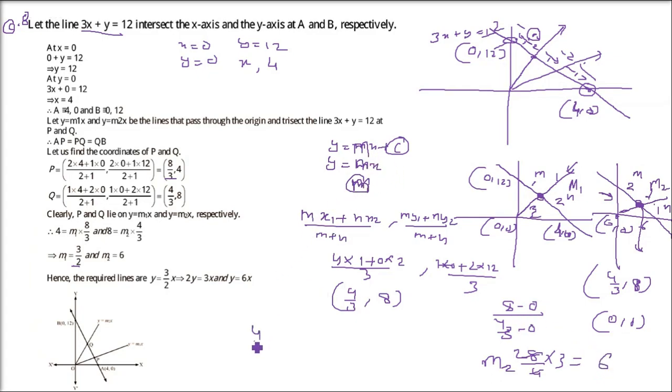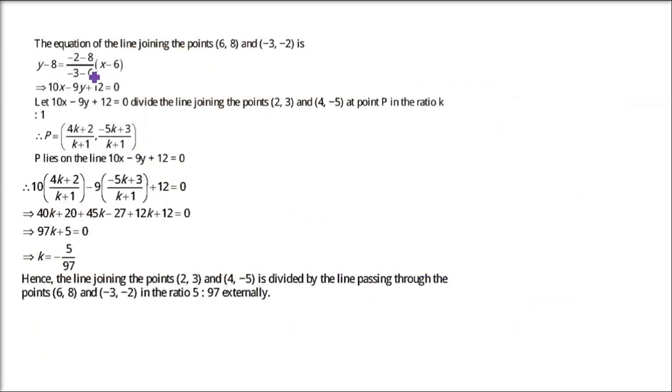Now what is the equation? Y equals mx, m into x, so 6x, and the other m is 3 by 2. So y equals 3 by 2 x. These are the two lines we are interested in. This is question number 9. This is an NCERT question.